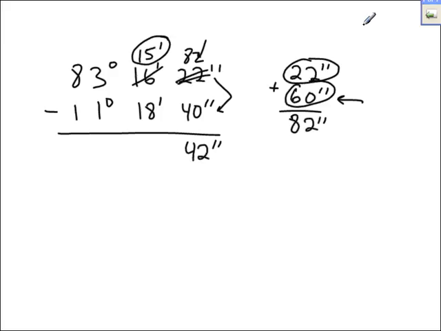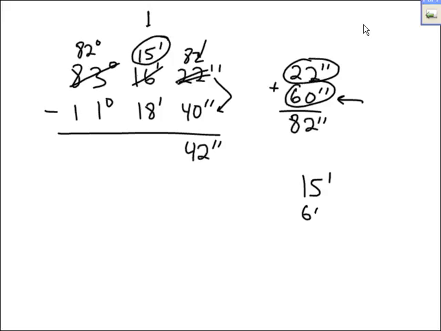Now, the minute column. You can't do 15 minutes minus 18 minutes. You don't have 18 minutes to take away. You only have 15. So you borrow. You borrow 1 degree. So if you have 83 degrees and you take away 1 degree, you have 82 degrees.